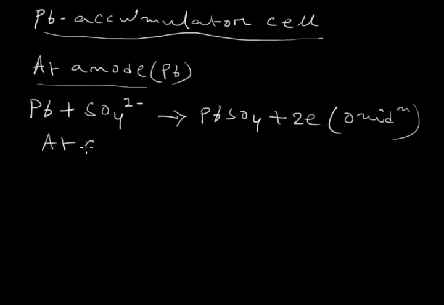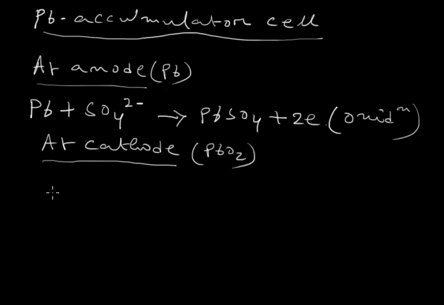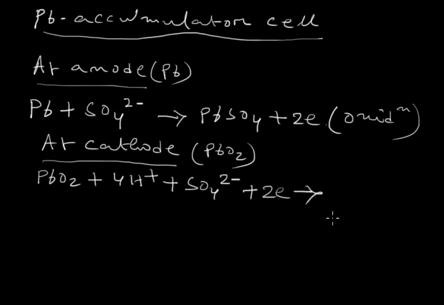At the cathode, the cathode is made up of PbO2, and the reaction that takes place is PbO2 plus 4H+ ions plus sulfate radical plus 2 electrons, that is, reduction takes place, giving lead sulfate PbSO4 plus 2H2O.